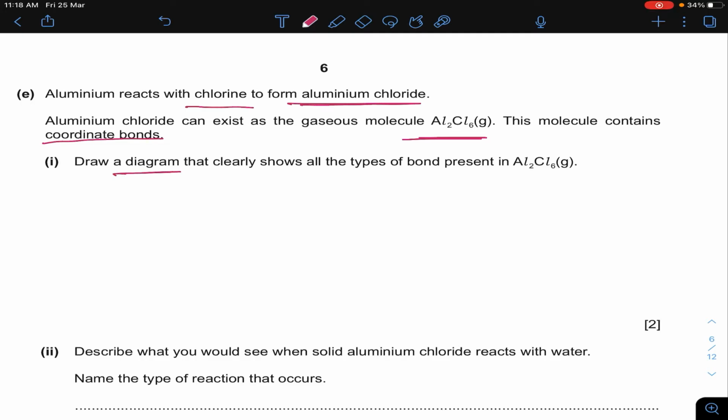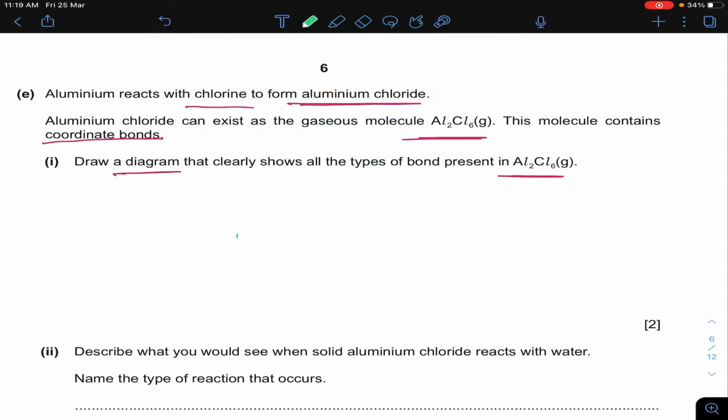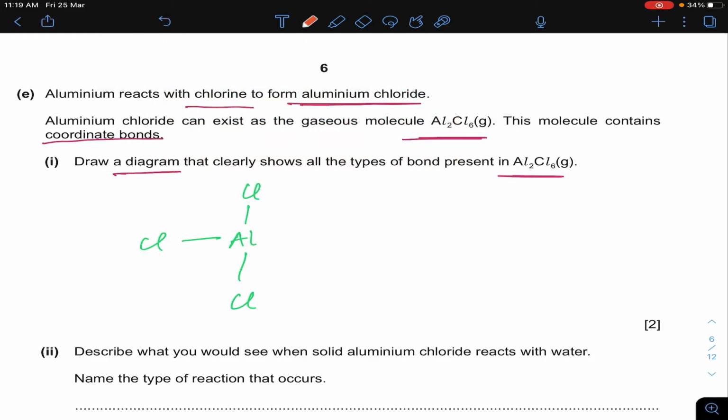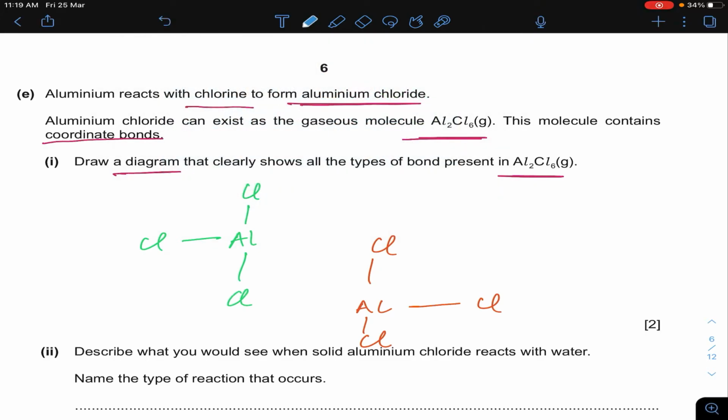Draw a diagram that clearly shows all the types of bonds present in Al2Cl6. So it is a dimer which forms between two AlCl3 molecules. AlCl3 is an electron deficient molecule because aluminum has only 3 electrons in its outermost shell, so it can only make 3 bonds, due to which it has 6 electrons present in the outermost shell, and we call it an electron deficient molecule. But chlorine has a lone pair available.